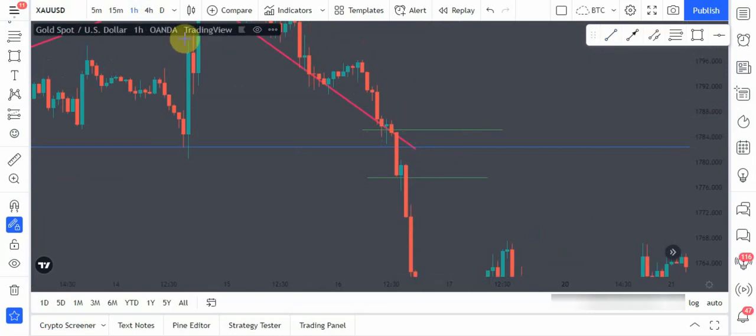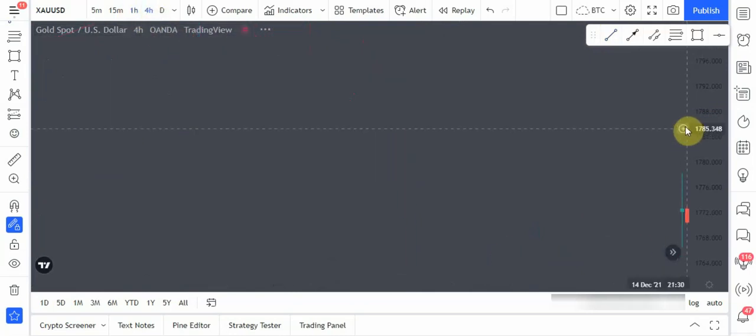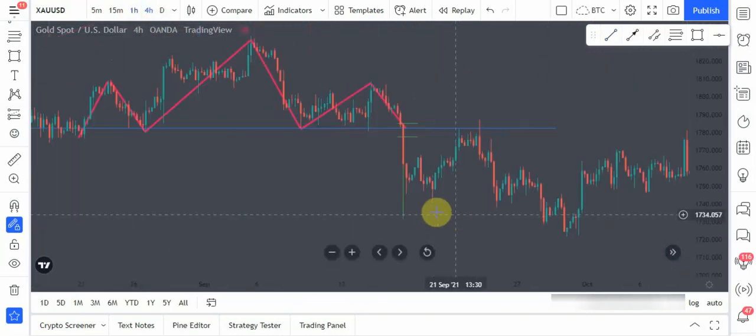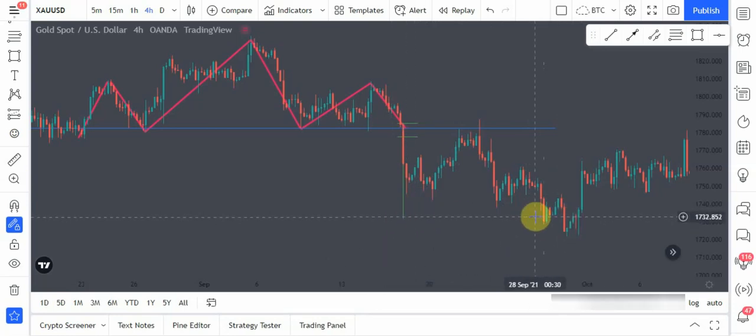Well, let me switch again the time frame to 4 hours to better mark the target. There it is. Nicely, the target has been touched by these candles.